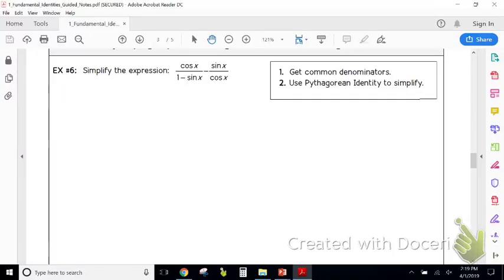So in example 6, it wants to simplify this expression. And it gave us some clues. But guys, they don't give you clues on the homework, and I'm not going to give you clues on the test. So try to understand why they're doing these.